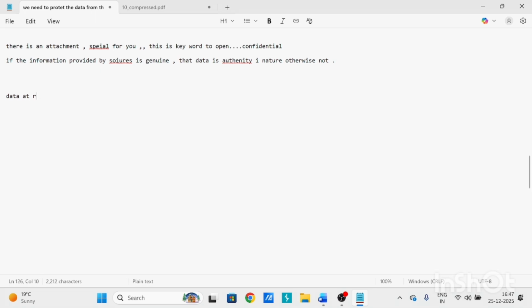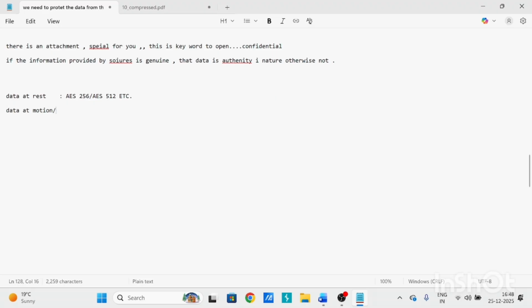Data at rest and data in motion. Very simple. Data at rest means AES 256 or AES 512.